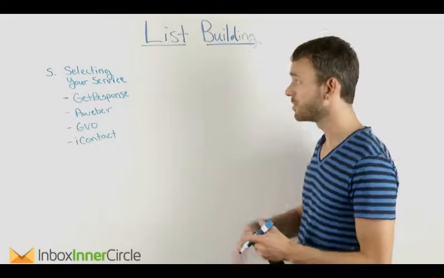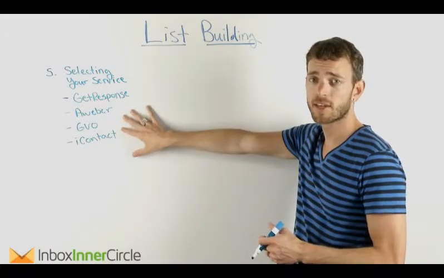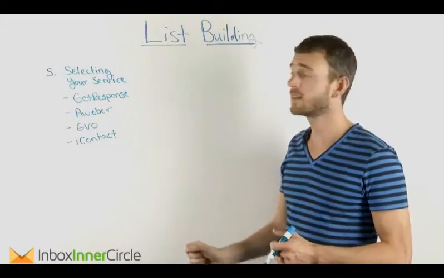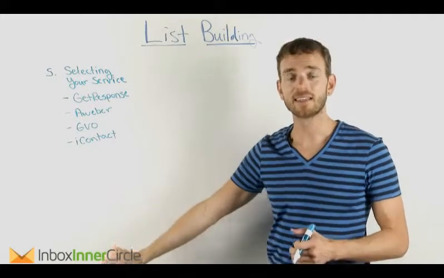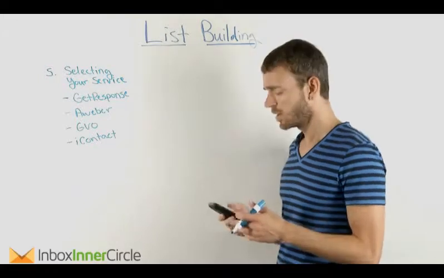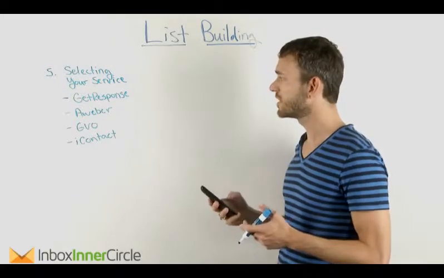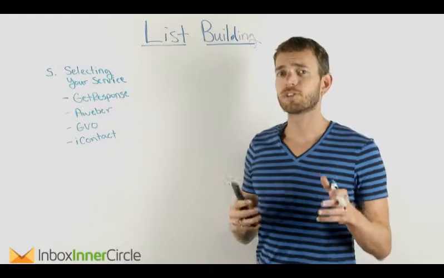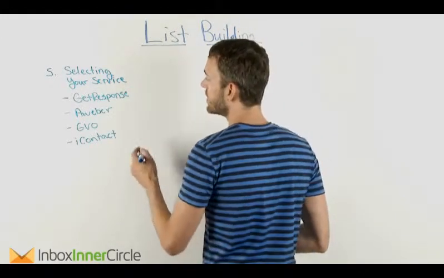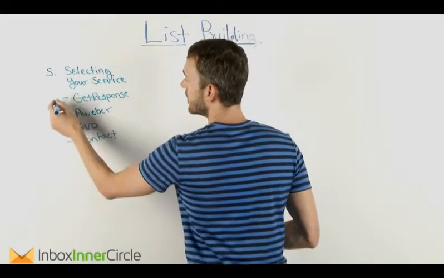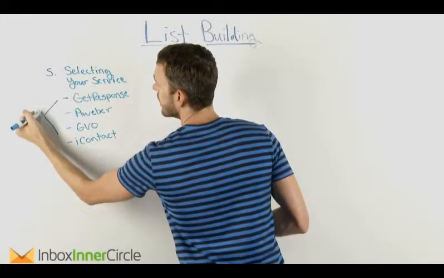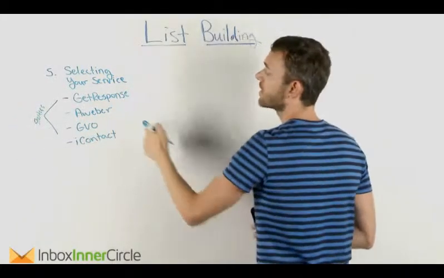When you build your list, you're building your list in these softwares, okay? So it's important to note that if you choose to use GetResponse, your list will actually be found in your GetResponse account. Now, what are the pros and cons? Well, it's really pretty simple to see that if you are just starting out, I always suggest one of these three for starters. In other words, GetResponse, Aweber, or GVO.